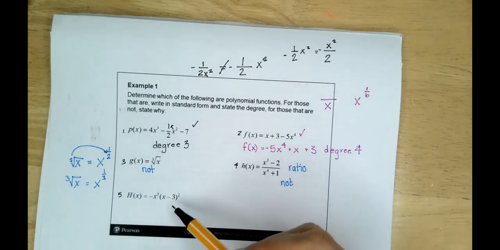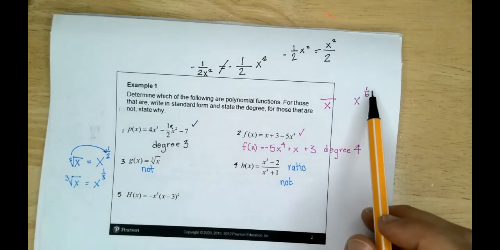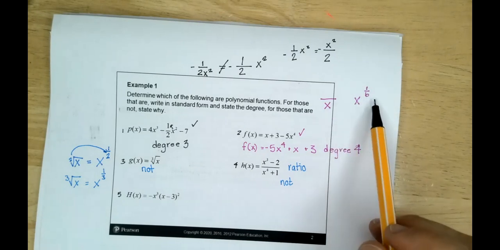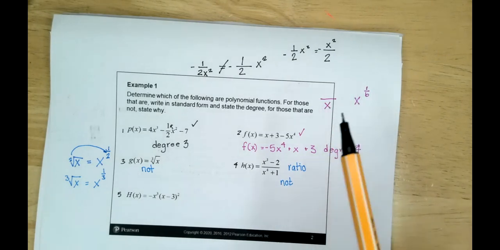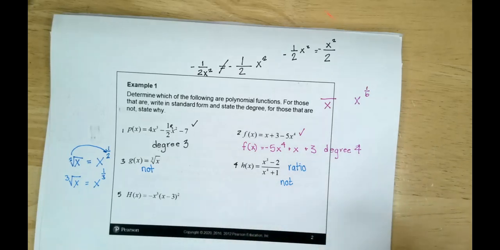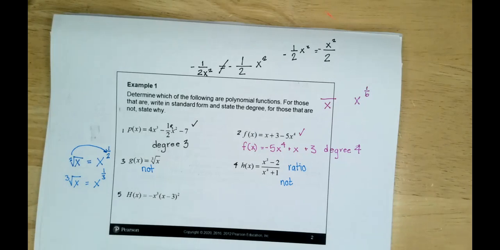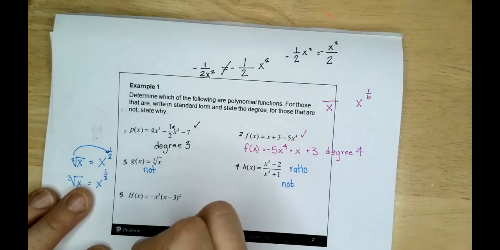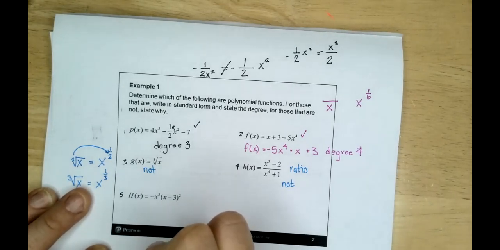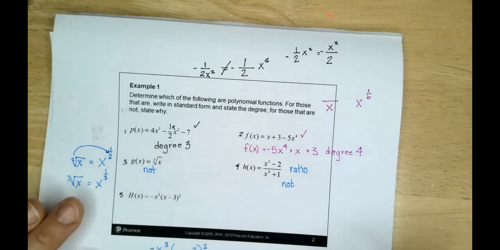Okay? There are no radicals. There are no exponents that are not whole numbers. There are no exponents that are negative numbers, and there are no variables in any denominators. So this is still a function. It's not in standard form yet. If it's in this form, we need to use our algebra skills to multiply it out and then put it in order, okay?